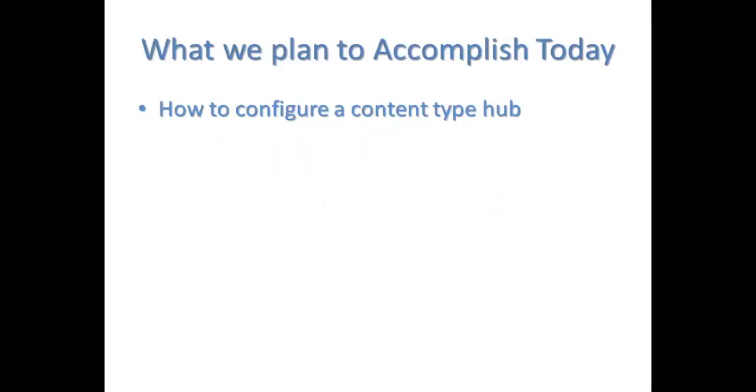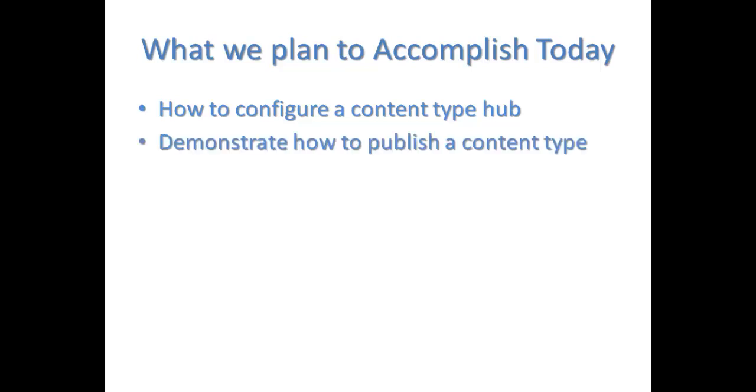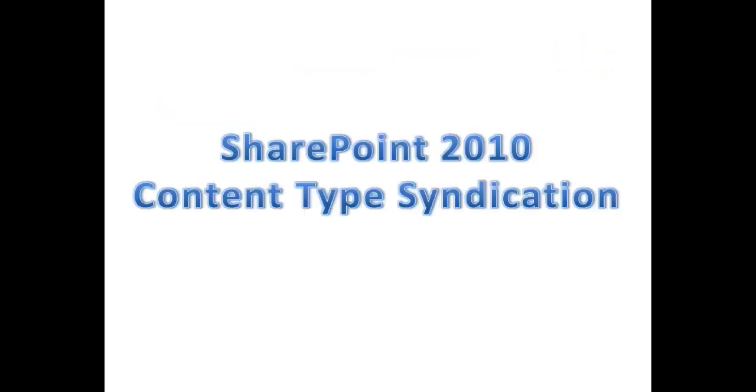We hope to accomplish two things today. The first is to show how to configure a content type hub, and the second is to demonstrate how to publish a content type with troublesome entities like lookup columns and workflows. Nothing fancy is going to be done here. We are simply going to show how to manually deal with the problems.